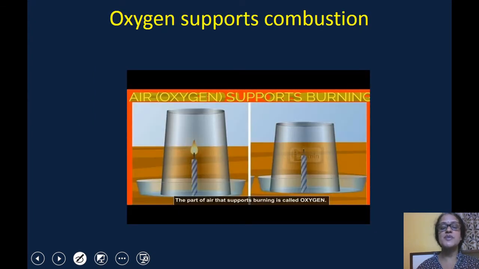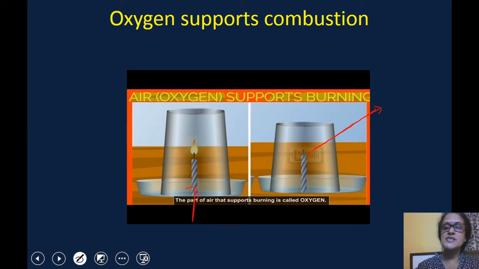Now the same thing is being shown here in this activity. Here you can see that there was a burning candle. You have taken a burning candle here, and this burning candle is covered with an inverted glass. After some time you will find that this candle extinguishes. The flame will be put off. So what is the reason here? The same reason: there is no oxygen.